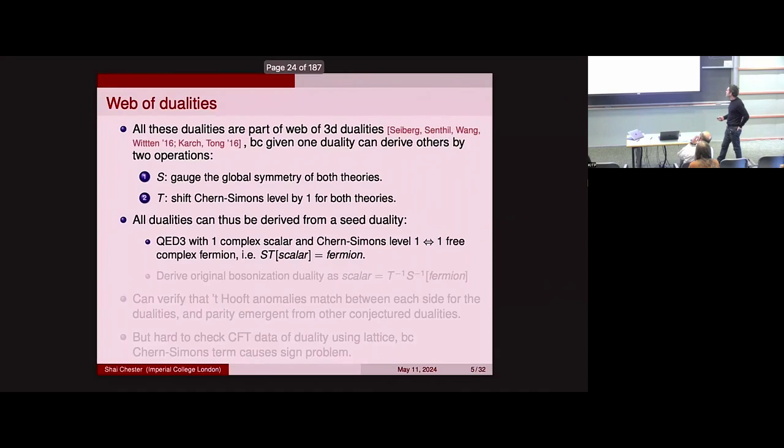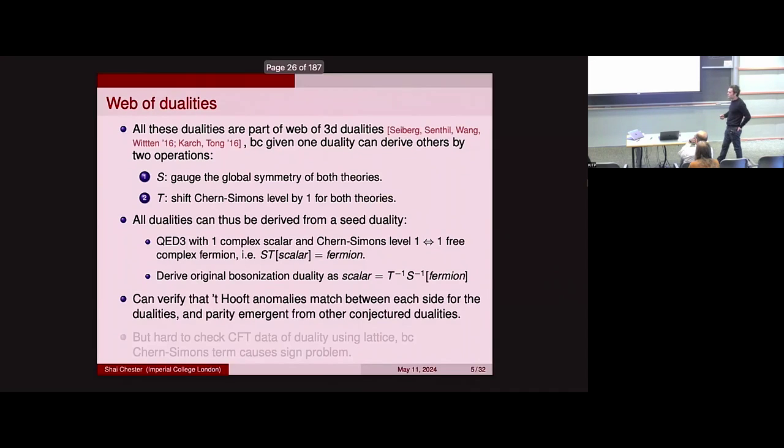So for instance, let's consider this seed duality, which would be QED3 with one complex scalar and Chern-Simons level 1, supposedly dual to one free complex fermion. So in the language of this S and T, let's say fermion means free fermion, scalar means free scalar, and then we act with T, which makes the Chern-Simons level 1, and then we act with S, which gauges it. And so this is why the thing on the left-hand side is what I call QED3 with one complex scalar, Chern-Simons level 1, in this notation. And so then, to derive another duality, I act with S inverse and T inverse, so then I get scalar, by which I mean Wilson-Fisher fixed point of a scalar. And this is supposedly dual then to a fermion, which you have now gauged and shifted the Chern-Simons level, which is indeed one of the other dualities we discussed before.